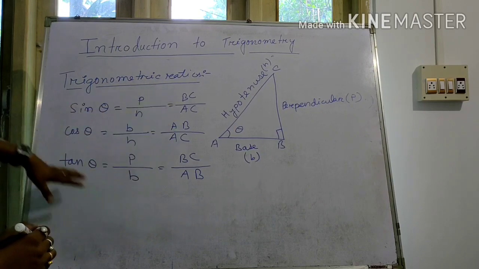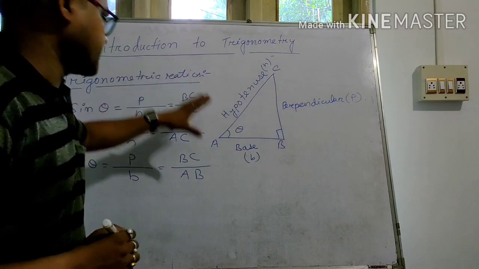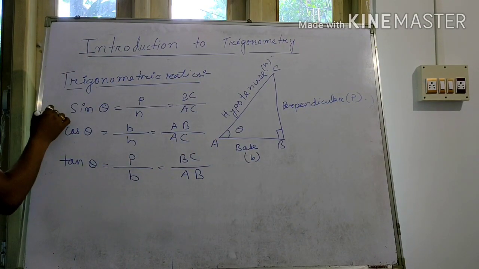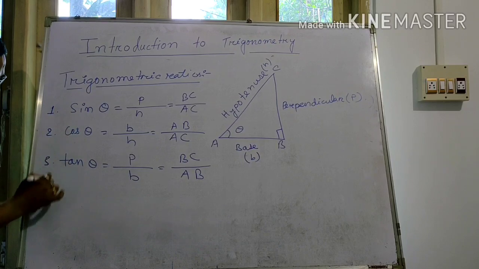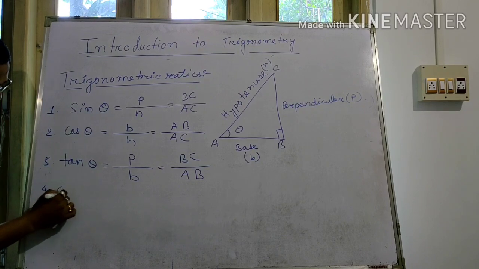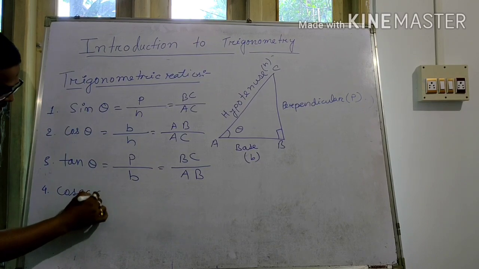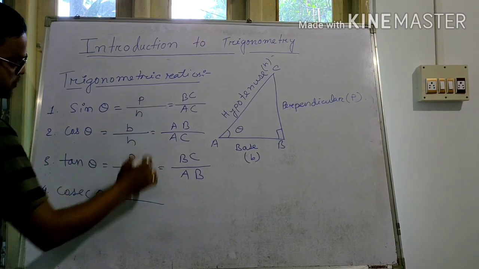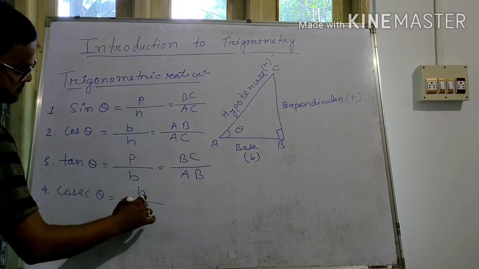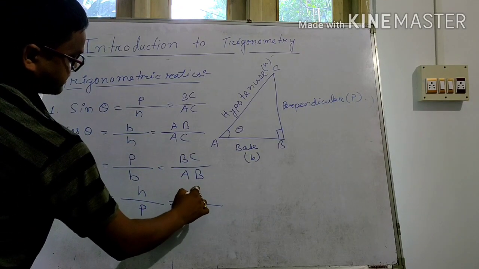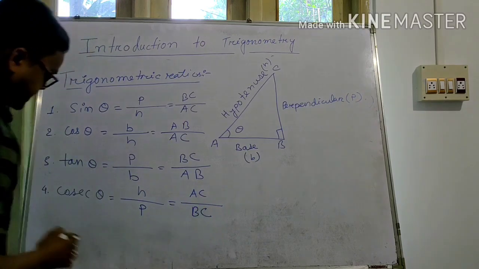Means if you remember these three trigonometric ratios, then definitely you will find the other trigonometric ratios. So this is 1, this is 2, this is 3. Next, number 4: the opposite of sine theta, that is cosec theta, is the opposite of sine theta. H by B means hypotenuse by perpendicular. This is AC by BC.